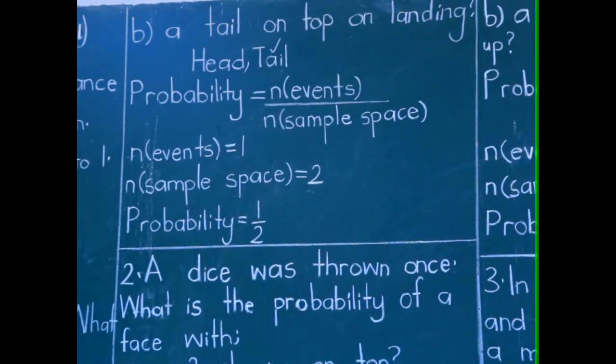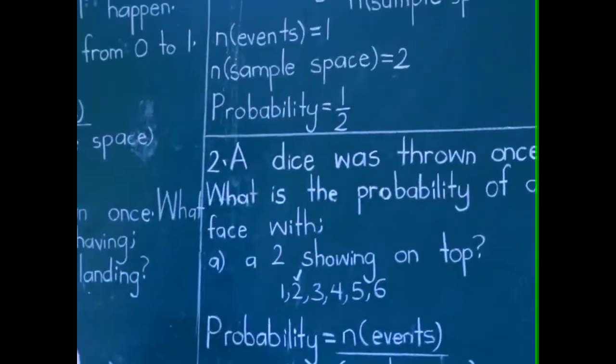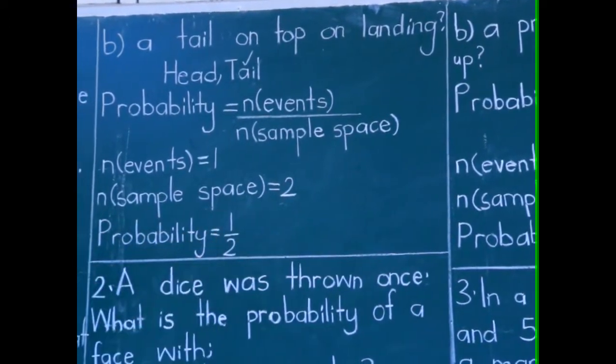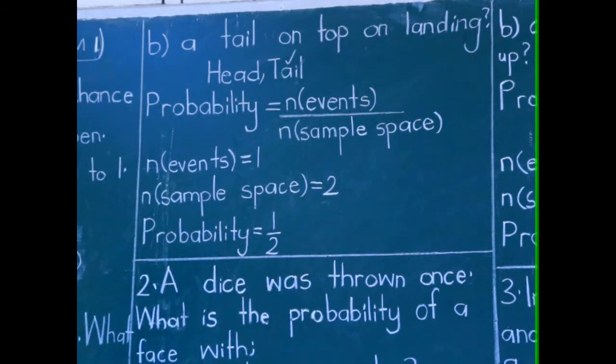Now the difference comes in ticking. Here you tick the head, it's the one in question, and here you tick the tail, and the sample space number remains 2 to get a half. So that's how we work out the probability of tossing or throwing a coin.